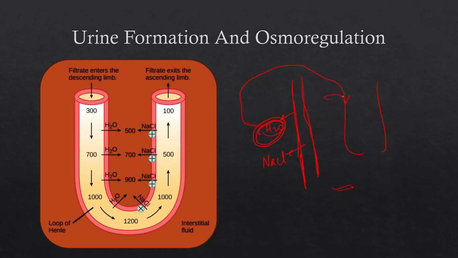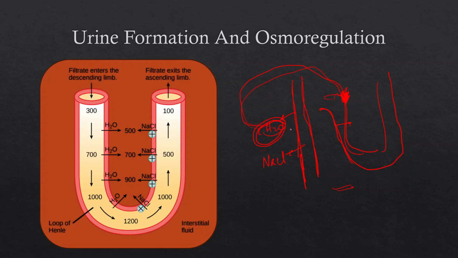In order to mix with the blood, it has to go inside the vasa recta. So water which is reabsorbed from the nephron enters into the vasa recta. The vasa recta also has two limbs, and they are different. This becomes your descending limb, and this becomes your ascending limb. They are opposite to that of the loop of Henle.